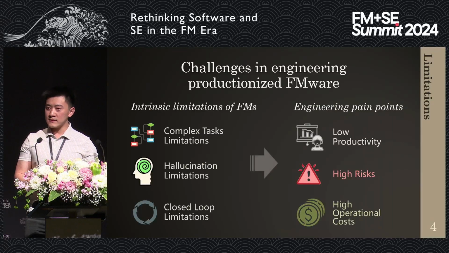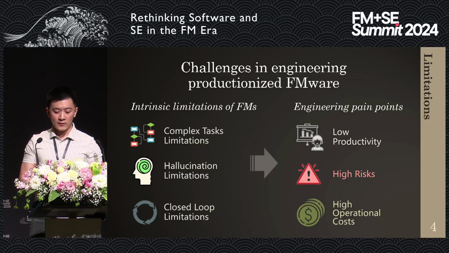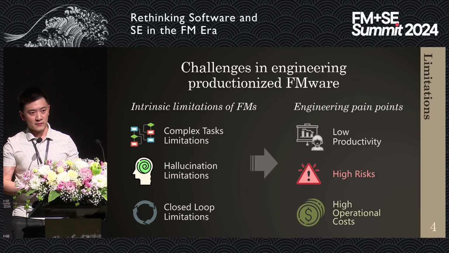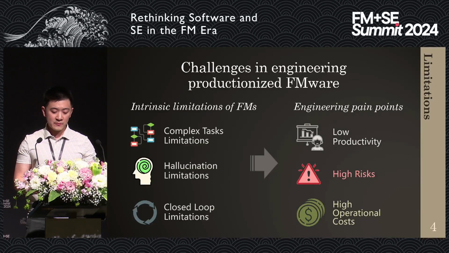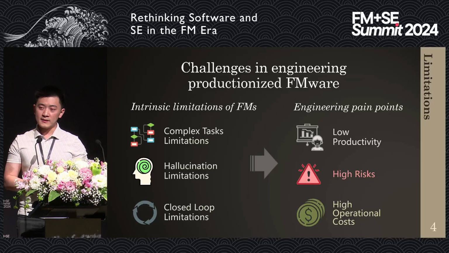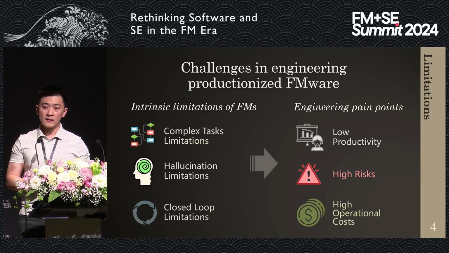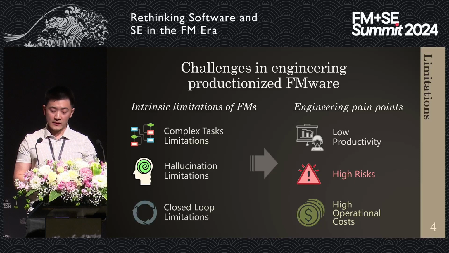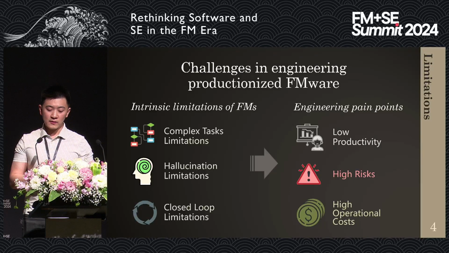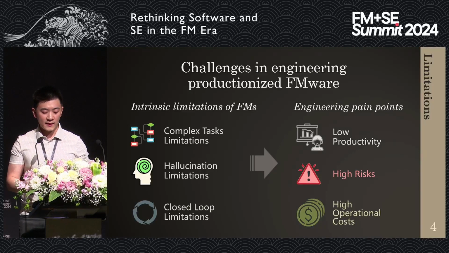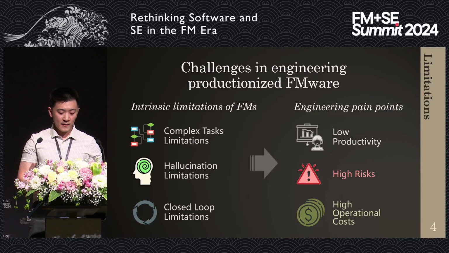So how does this new life cycle impact our engineering challenge? Well, we also need to think about the limitations of foundation models. As I briefly mentioned before, foundation models intrinsically have a lot of limitations. They're not really good at complex task planning without an explicit cognitive architecture. They hallucinate by default and need to be grounded. And if we do not give them an architecture that allows them to interact with tools and the environment, they have a closed-loop limitation.